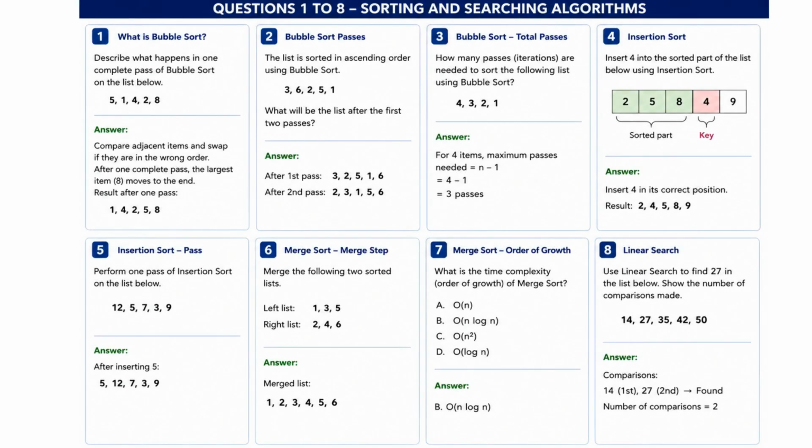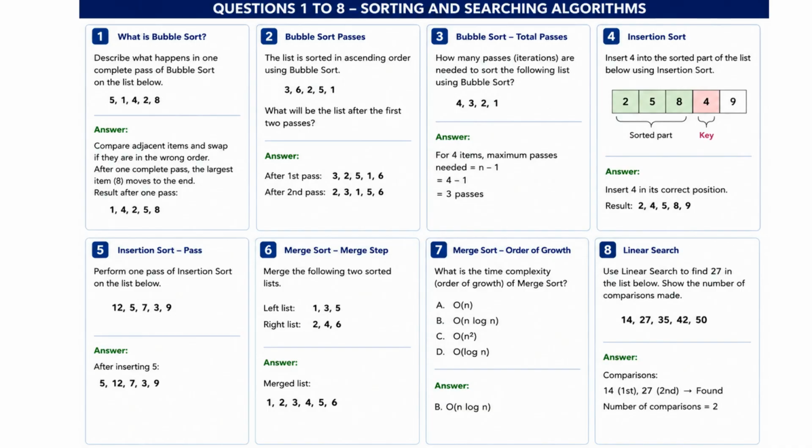Question 1 explains about bubble sort. Students must understand that bubble sort repeatedly compares adjacent values and swaps them if they are in the wrong order. The largest value gradually moves to the end after each pass.